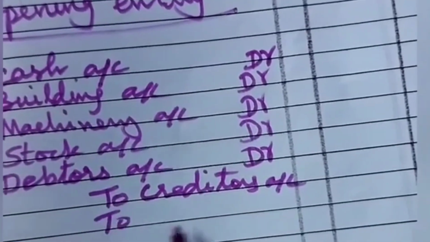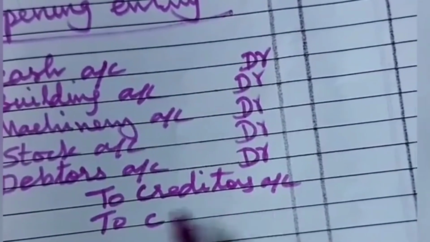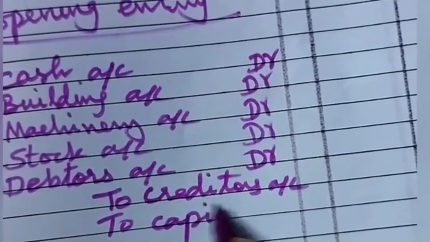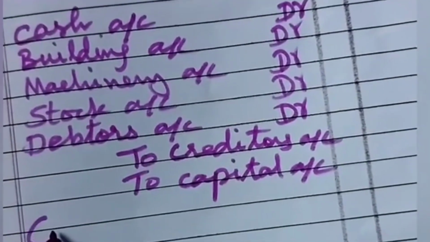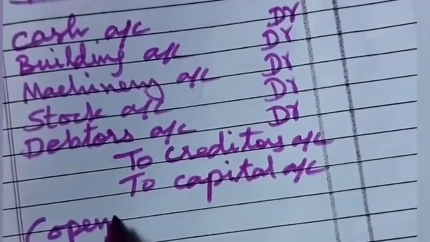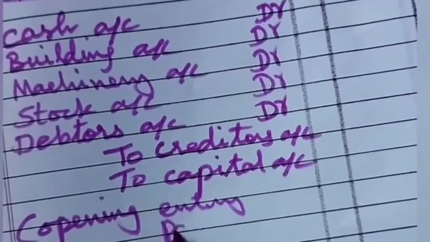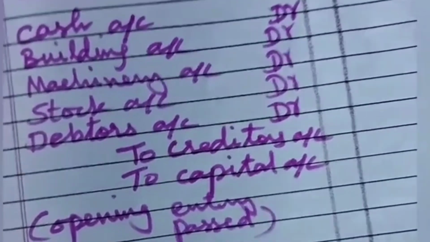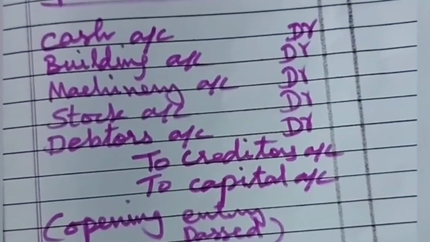Then to capital account. That is, all the assets, if you are adding, means you will get some amount. From that amount you have to reduce the creditors. Then we will get the capital amount. This is called as opening entry. Capital account. Now narration, what we can write? Opening entry passed. Or we can write, owner started the business with cash, building, machinery, stock and debtors.